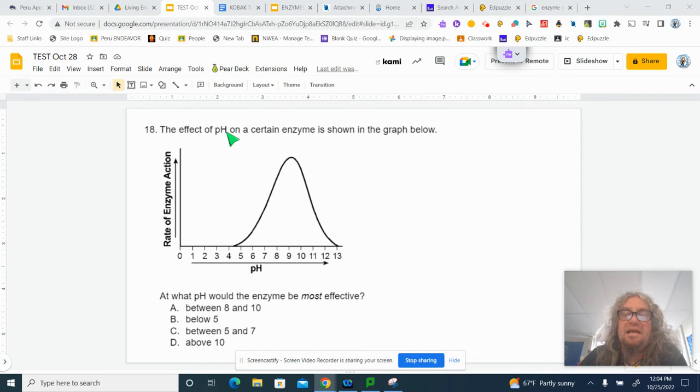The effect of pH on a certain enzyme is shown in this graph below. See, the x-axis is pH, y-axis is rate of enzyme action. At what pH would the enzyme be most effective? A, between pH 8 and pH 10. B, below pH 5. C, between pH 5 and pH 7. Or D, above pH 10.